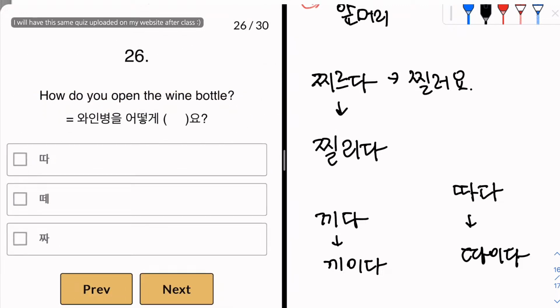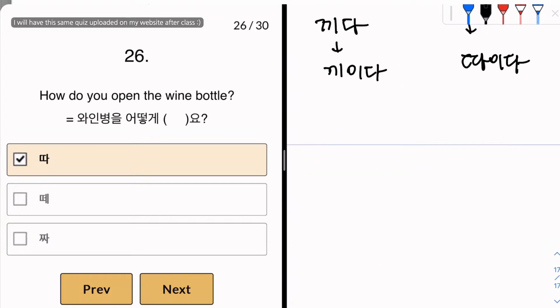There you go. So, how do you open the wine bottle. I just explained what verb can be used for opening a bottle, opening a can. So wine bottle, 와인병을 어떻게 open. So how would you say open when opening a bottle, opening the cap? 따요, 떼요, or 짜요? 그렇죠. 따요예요. 따요. 떼요 means to take something sticky off of somewhere, and 짜 means to squeeze or to set a plan. So 따 would be the answer. 와인병을 어떻게 따요? 와인병을 어떻게 따요?